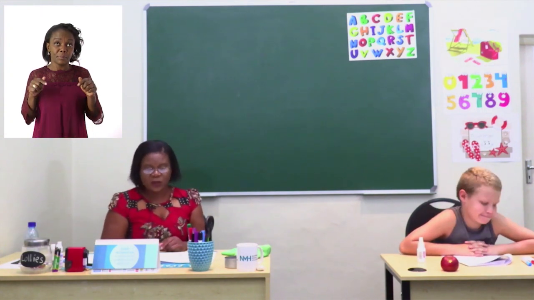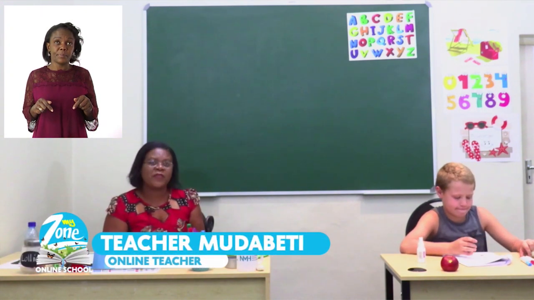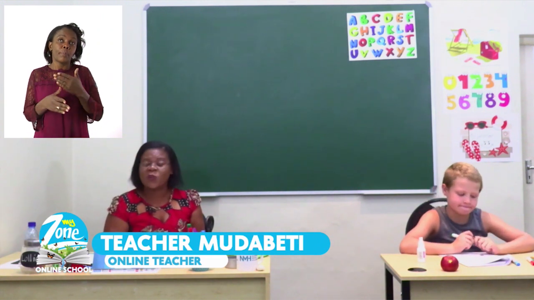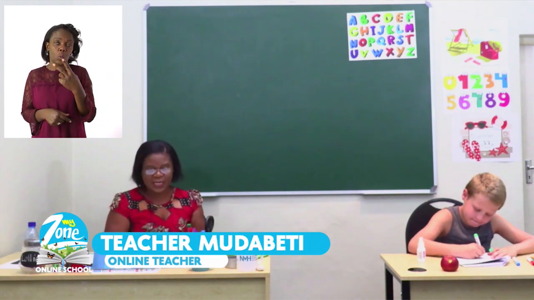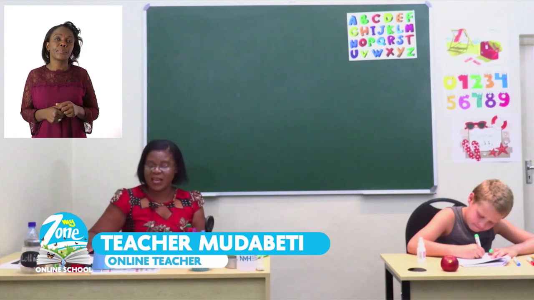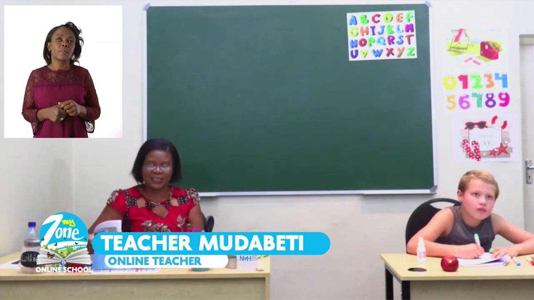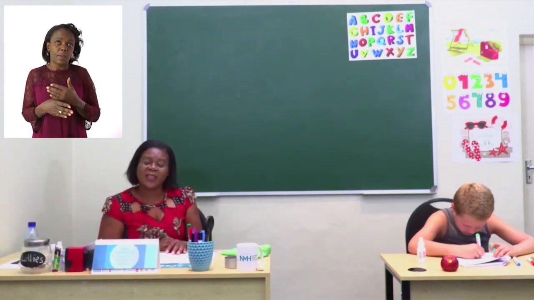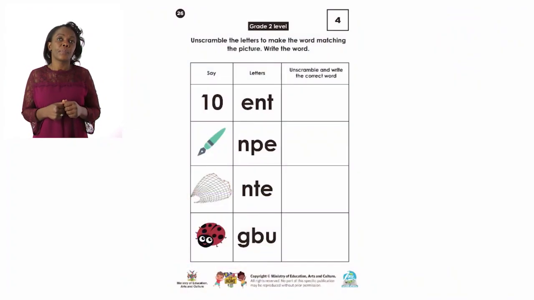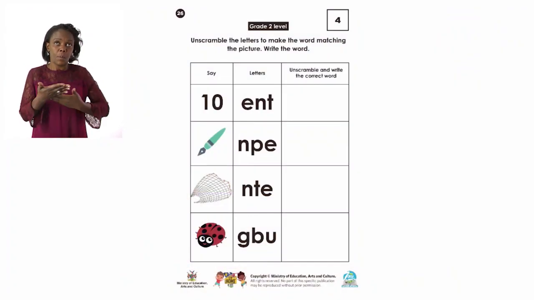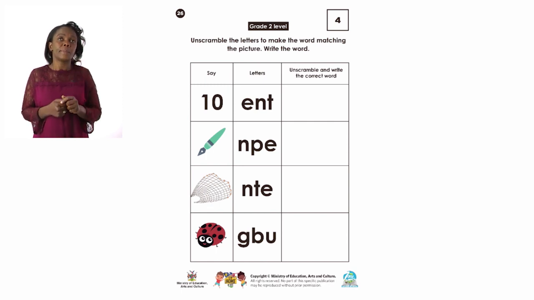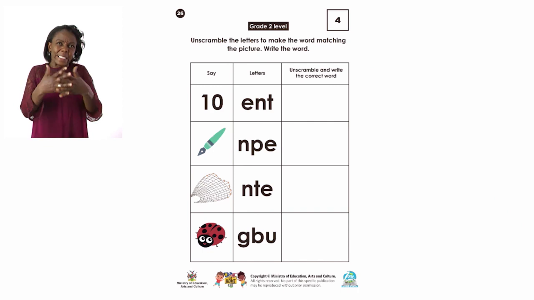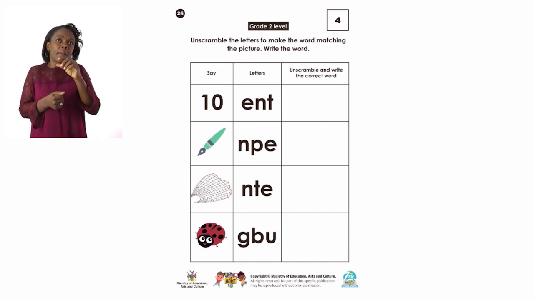Now, we are going to look at the work of the grade 2s. I hope they will enjoy this because, hey, the colors on this page are very bright and I'm enjoying looking at them. So what are we going to do on this one? On page 26, we are going to unscramble the letters to make the word matching the picture. You have to check the picture. I'll give you a clue of how the word will be written.